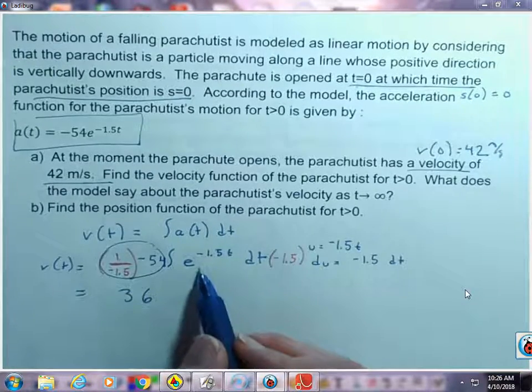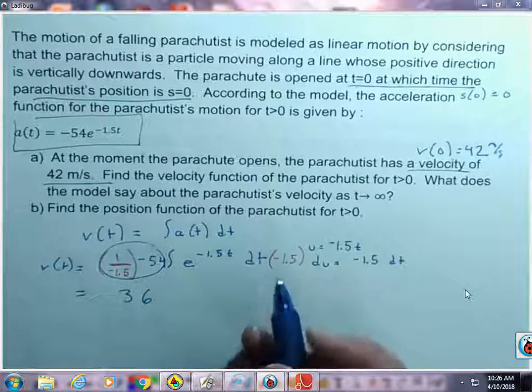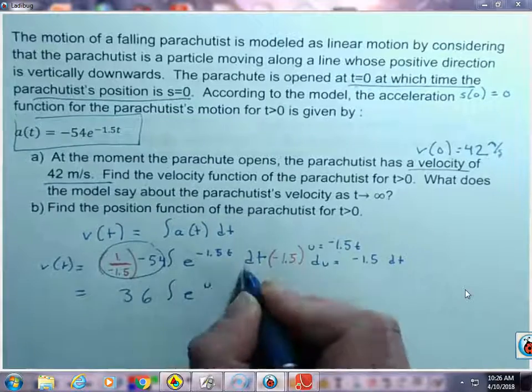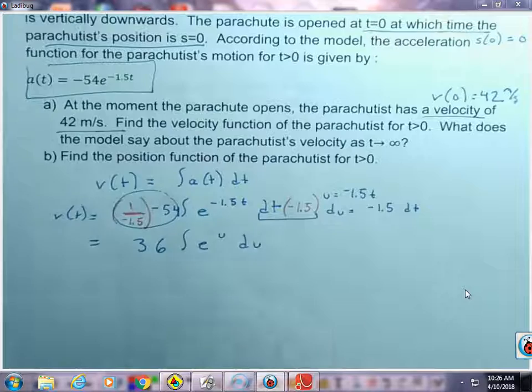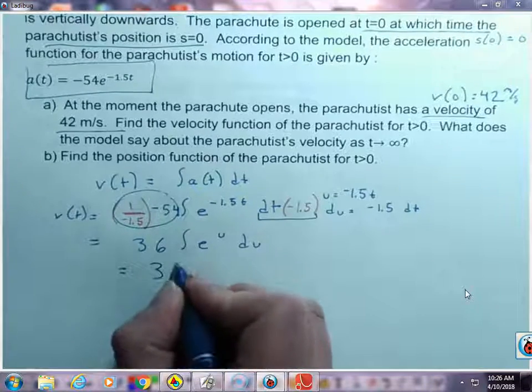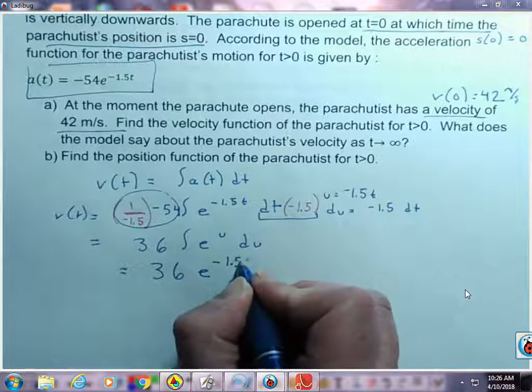Now this is, do you want me to rewrite it? E to the u du? Yes, no, maybe? Yeah. Okay. And so the integral of that is just e to the u, but I'm going to go ahead and put back in what u is.